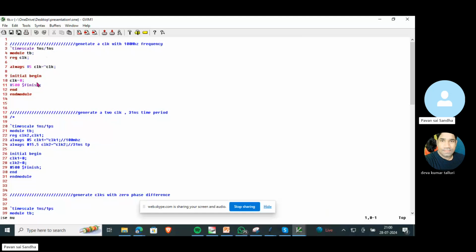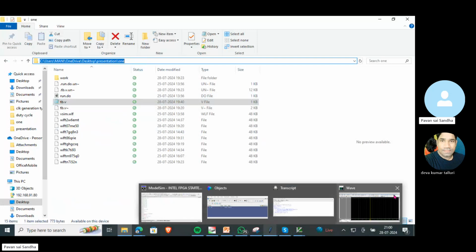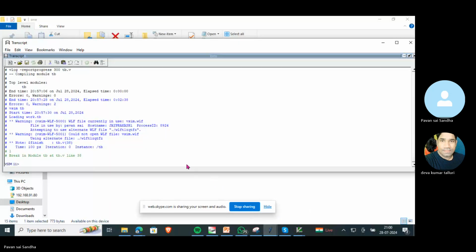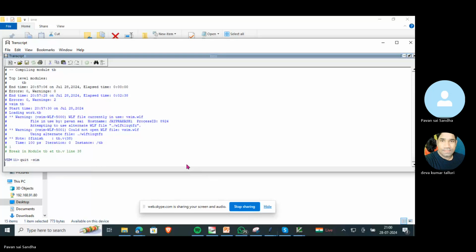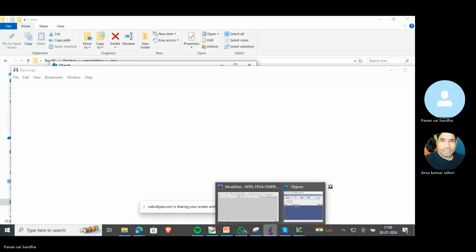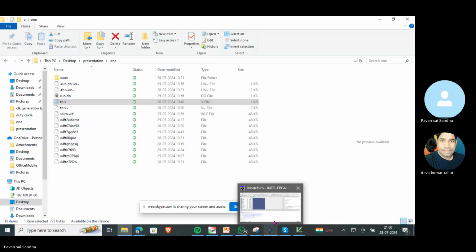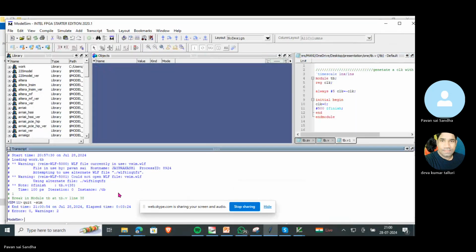I'm initializing the clock to 0. I will end the simulation at 500 nanoseconds, because we mentioned the time in nanoseconds. So I will run. Yes, here we go.